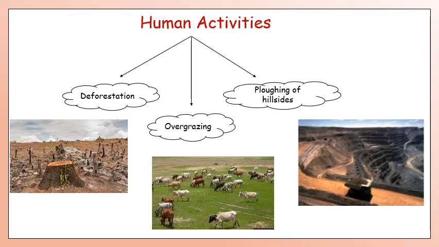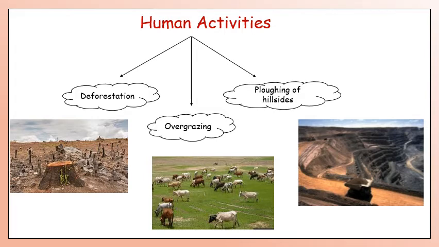Now, next is overgrazing. Students, when grazing animals like cows, sheep, and goats are made to graze on the same area of land again and again, they eat up most of the green grass and other plants. And as a result, the soil becomes loose and it can be easily carried away by strong winds or running water.